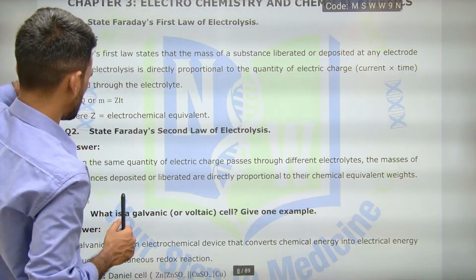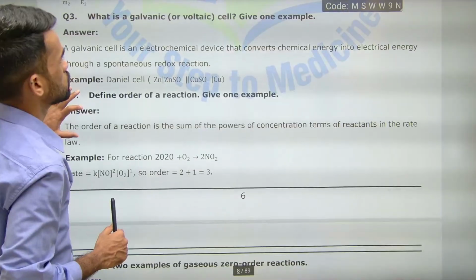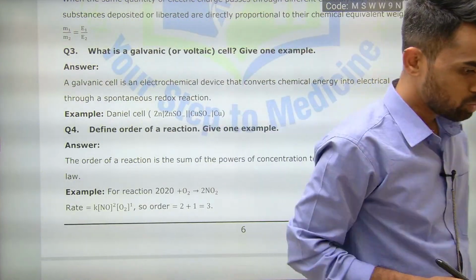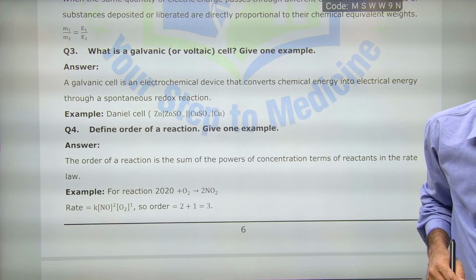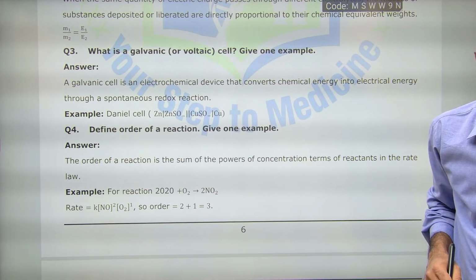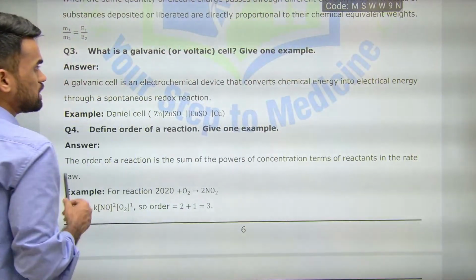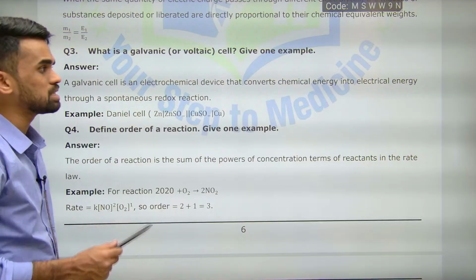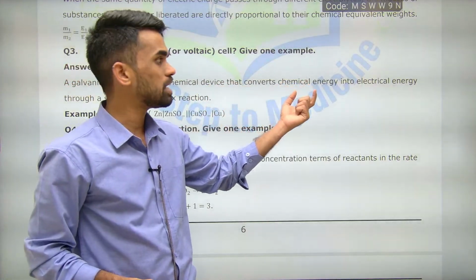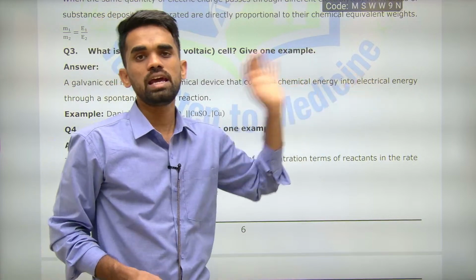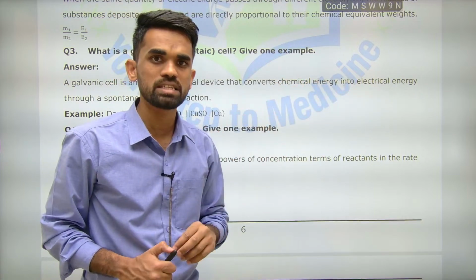Let's move forward with the third question here. The third question is, what is a galvanic cell? Give one example. A galvanic cell is an electrochemical device that converts chemical energy to electrical energy. It converts chemical energy to electrical energy. So this is what the galvanic cell does.